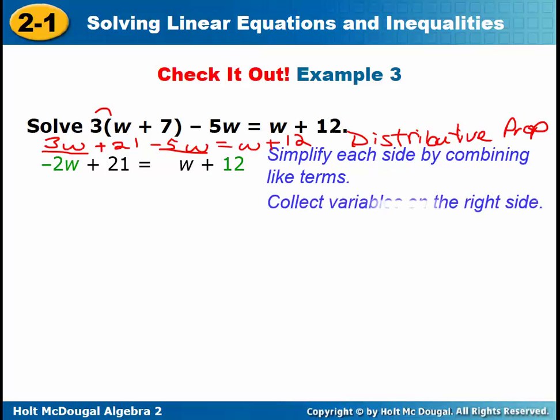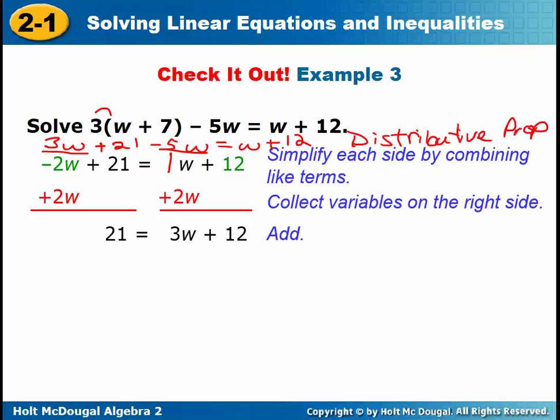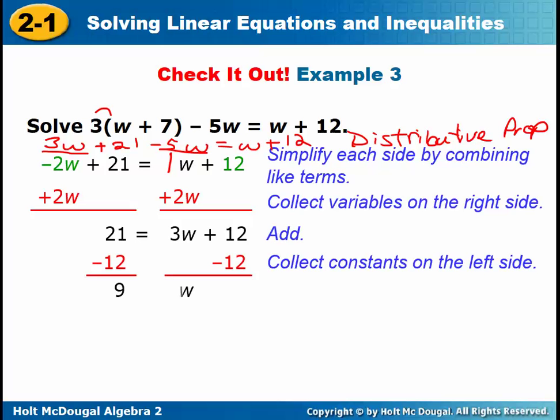Now we need to get the variables on the same side. It can be either the right or the left. It doesn't matter. They said let's add 2w to both sides. That's legitimate. Remember that this is like a 1w. So now we would have 21 equals 3w plus 12. Subtract 12 from both sides, and we get 3w equals 9. Divide by 3, and we get our answer of 3.